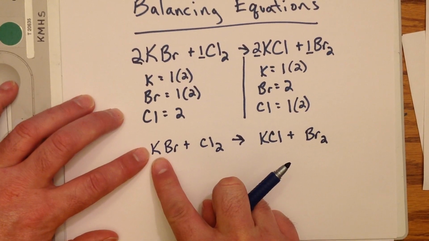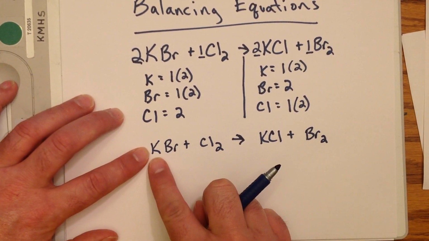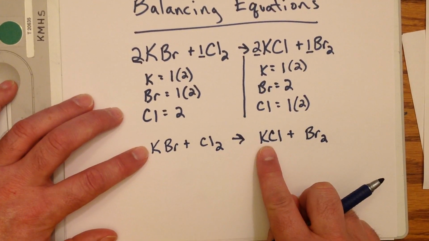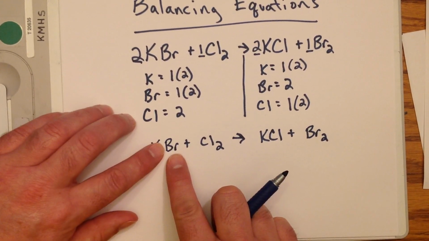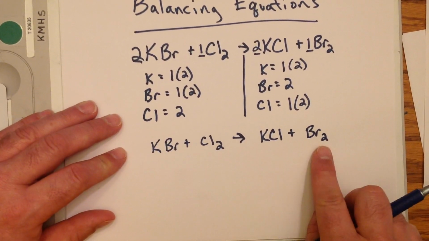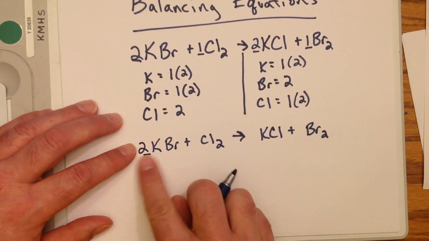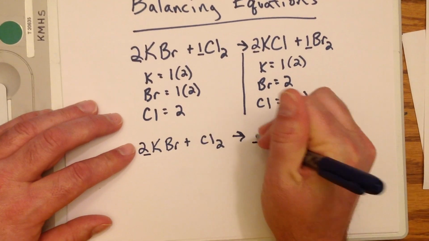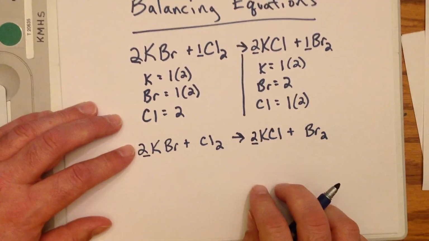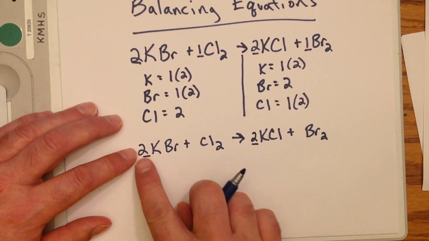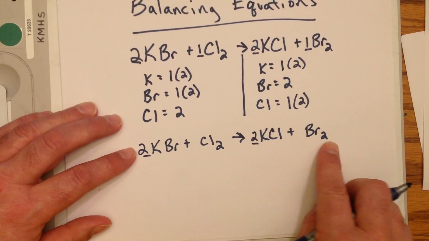We have how many K's on the left side of the yields? We have 1. We have 1 on this side. Yay, all is good. We have 1 Br. We have 2 Brs. So I got to put a 2 in front. Now I just messed up my K's. So I have to put a 2 over here. 2 K's and 2 K's. Now I've got 2 K's, 2 Brs, 2 K's, 2 Brs.